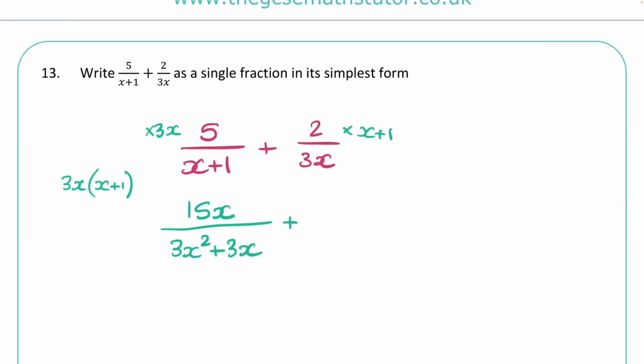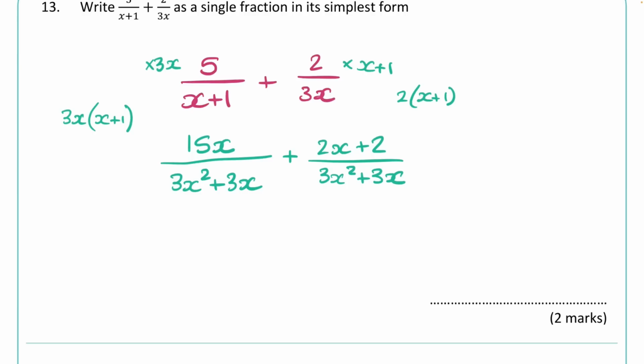We're going to add to that. Again, this would make a single bracket on the numerator, 2 lots of x plus 1. So that would make 2x plus 2 over 3x squared plus 3x. We now have a common denominator, so all we need to do is add these together with 15x plus 2x, which is 17x, and then we have the 2, so plus 2, and that's all over 3x squared plus 3x.